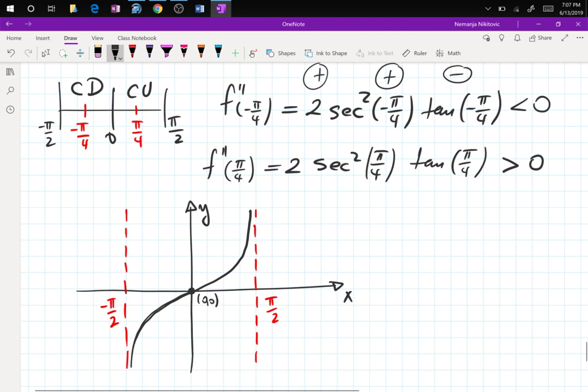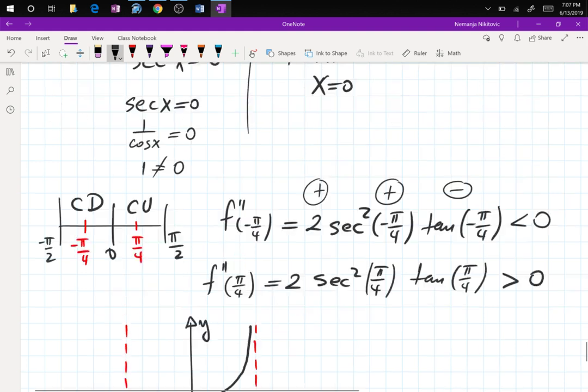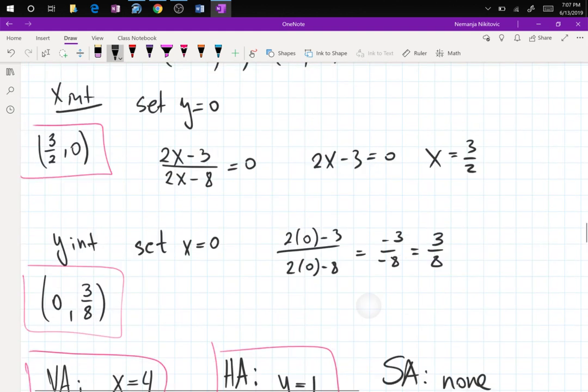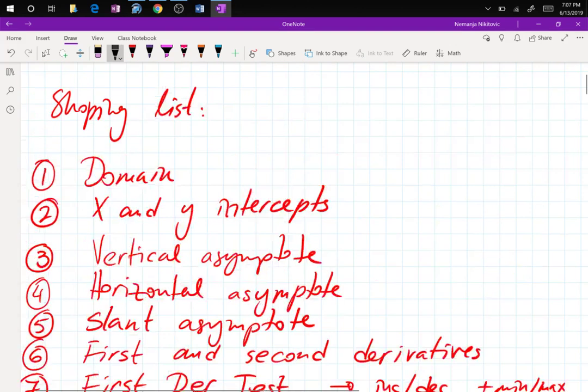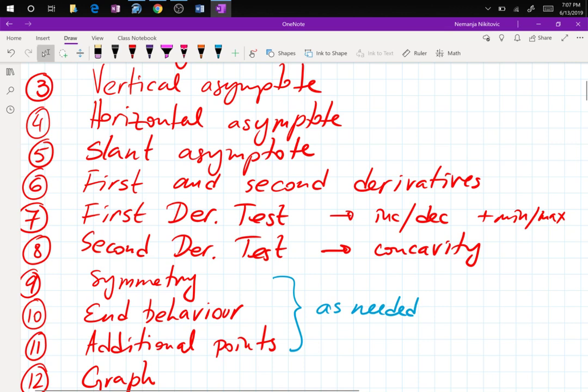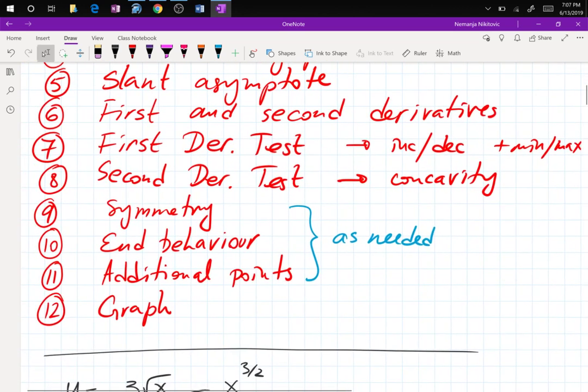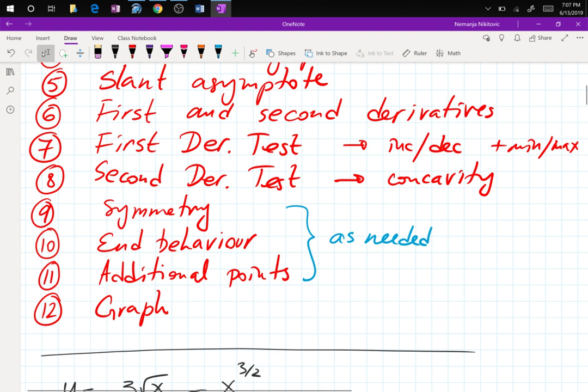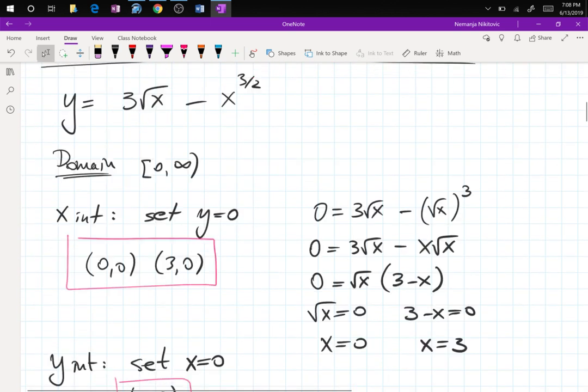For graphing functions, we did not learn any new concepts. We only took the old concepts you know from before and put them on a pile, and you compute all of those to come up with the graph. So domain, x and y intercepts, vertical asymptote, horizontal asymptote, slant asymptote, first and second derivative, and then first and second derivative tests. And if we need extra stuff, symmetry and behavior, additional points, so we can finally graph stuff. So I'm going to post these lectures, so if you didn't get to write this stuff, you can have it.